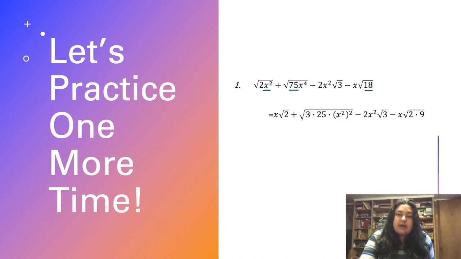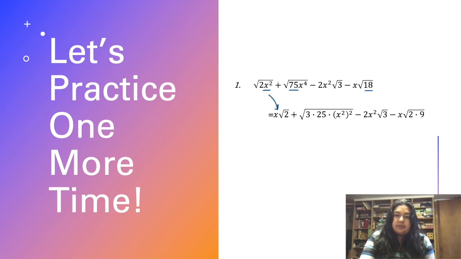So I'm going to rewrite this now. I pulled out my x from that first term. So it's x times the square root of 2 plus 3 times 25 times x squared, minus 2x squared times rad 3 minus x, and then all of that. So I'm going to show you how things simplified.